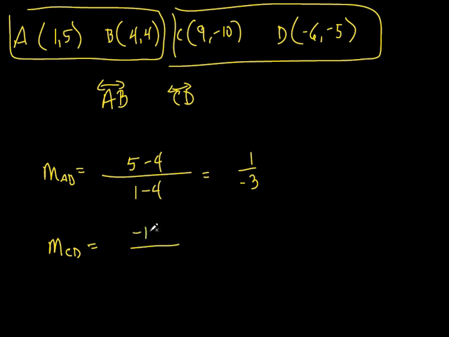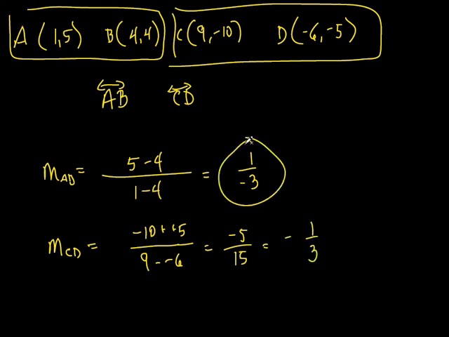So let's find the slope of CD. Again, it's negative 10 minus, not 5, minus negative 5. Right? Minus negative 5. And then it's 9. Hold on just a second. Let me finish this up. So this is negative 5 over 15, which is negative 1/3. Now look, tell me something about these two lines. They're parallel. Right. They are parallel.